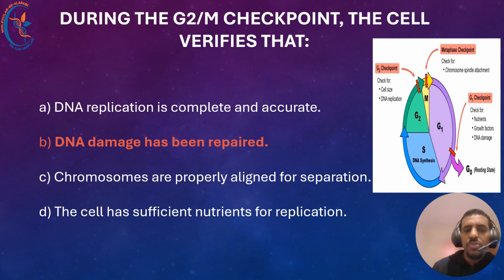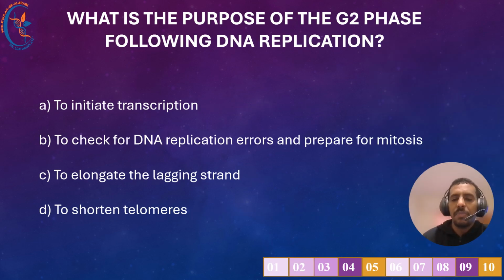As I said, the G2/M checkpoint ensures that the DNA replication is complete and checks for any damage before mitosis begins. So the correct answer is DNA damage has been repaired during the G2/M checkpoint. All right. I hope it's clear. Now let's move to the next question. What is the purpose of the G2 phase following DNA replication?